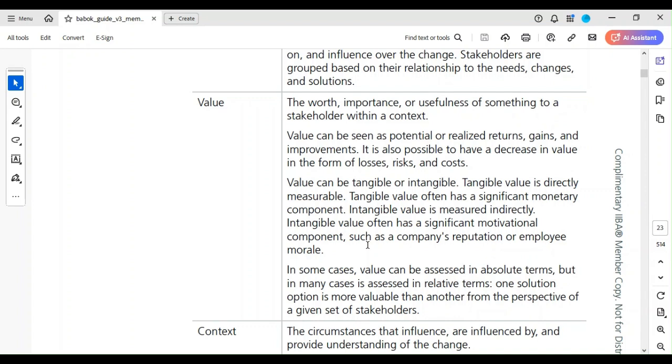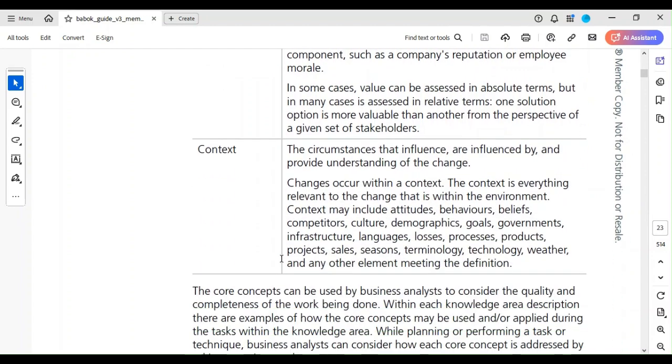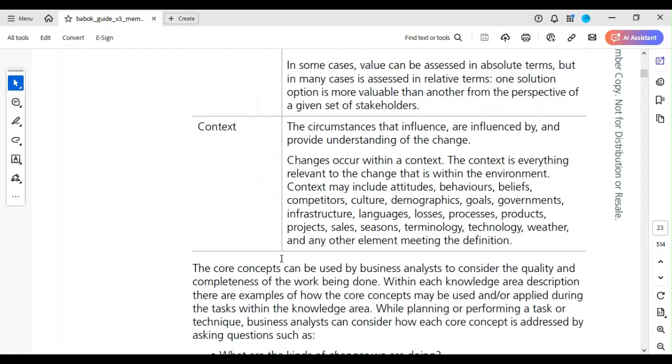Tangible value is directly measurable. Tangible value often has a significant monetary component. Intangible value is measured indirectly. Okay? Intangible value often has a significant motivational component, such as a company's reputation or employee morale. In some cases, value can be assessed in absolute terms, but in many cases it is assessed in relative terms. One solution option is more valuable than another from the perspective of a given set of stakeholders, because whatever you do matters differently to your stakeholders.